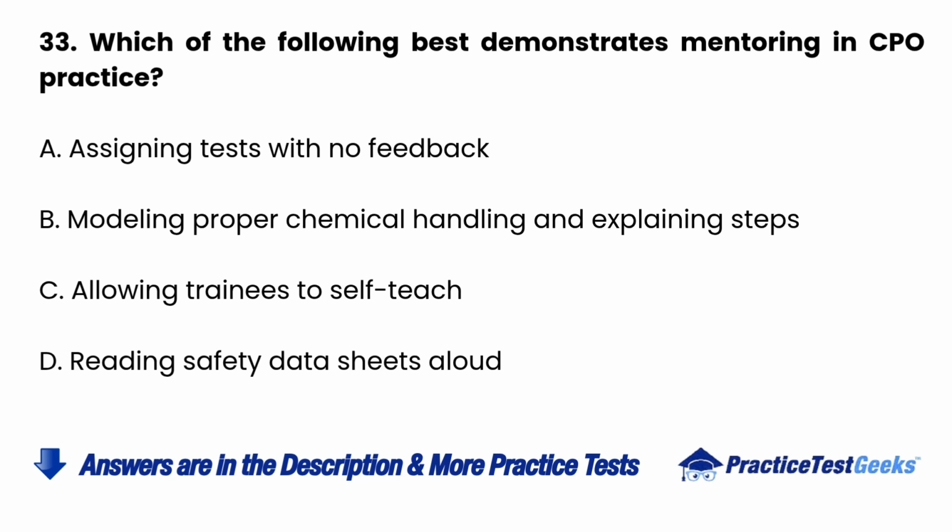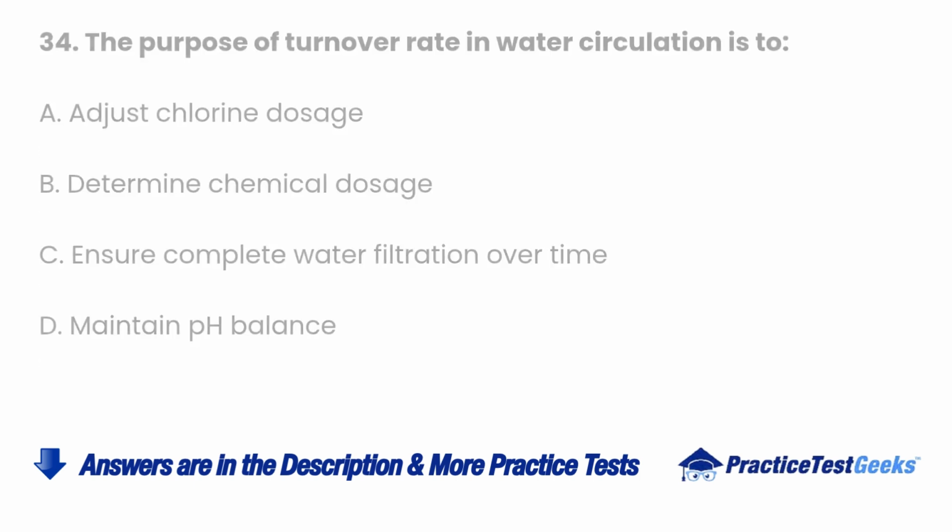33. Which of the following best demonstrates mentoring in CPO practice? A. Assigning tests with no feedback. B. Modeling proper chemical handling and explaining steps. C. Allowing trainees to self-teach. D. Reading safety data sheets aloud.